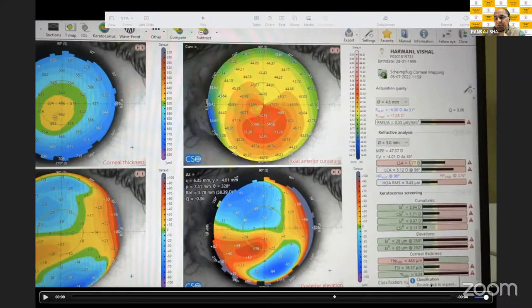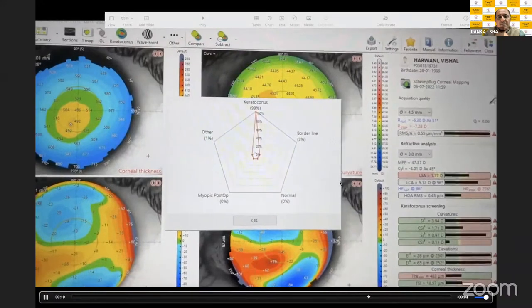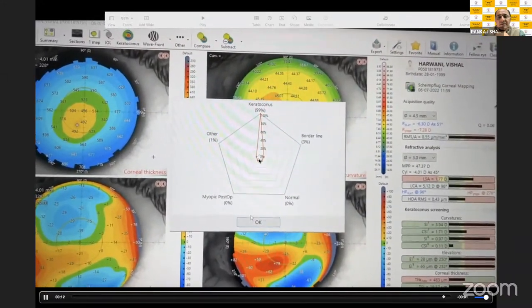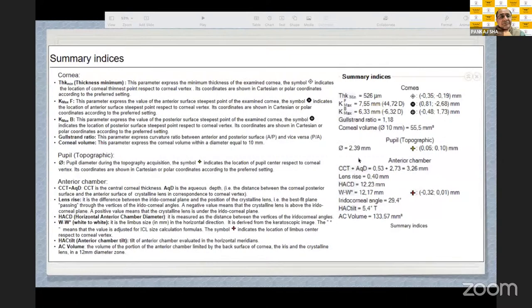And the last classification, if you double click on this to expand, what it will show is this. You can see here there is a 99% probability that it is keratoconus. If it was borderline, it would have come like this. If it had been other, where either the patient is not cooperative, or there is some error or corneal opacity, then it would have come there. If it had been laser operated, it would have come here. A normal would have come here. So this is how it is built inside the machine.